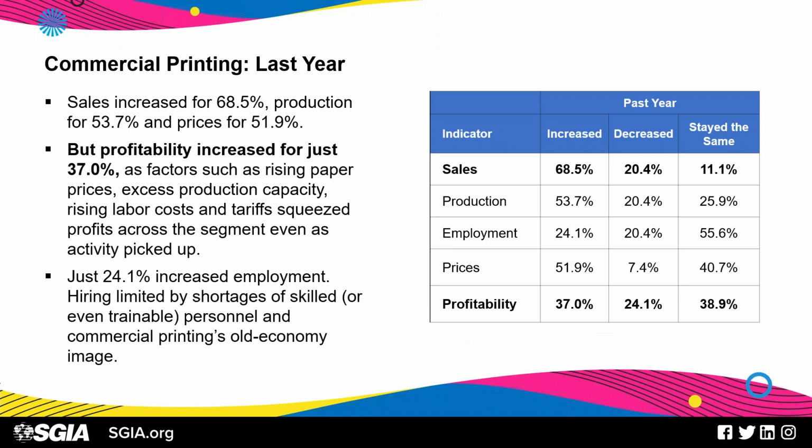Performance. Sales increased last year for 68.5% of the commercial printers surveyed, but, and Olga mentioned this with both garment decorators and graphic and sign producers, notice that even though sales increased for 68.5% and production for 53.7%, profitability only increased for 37%, as factors such as rising paper prices, excess production capacity, rising labor costs, and even tariffs squeezed profits across the segment even as activity picked up.